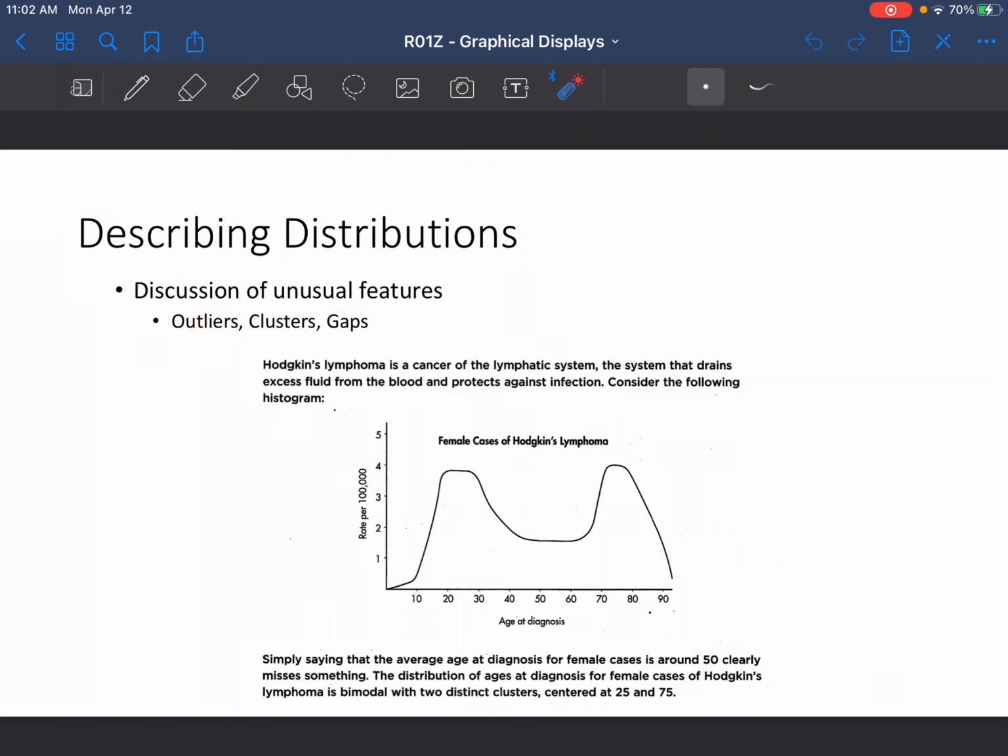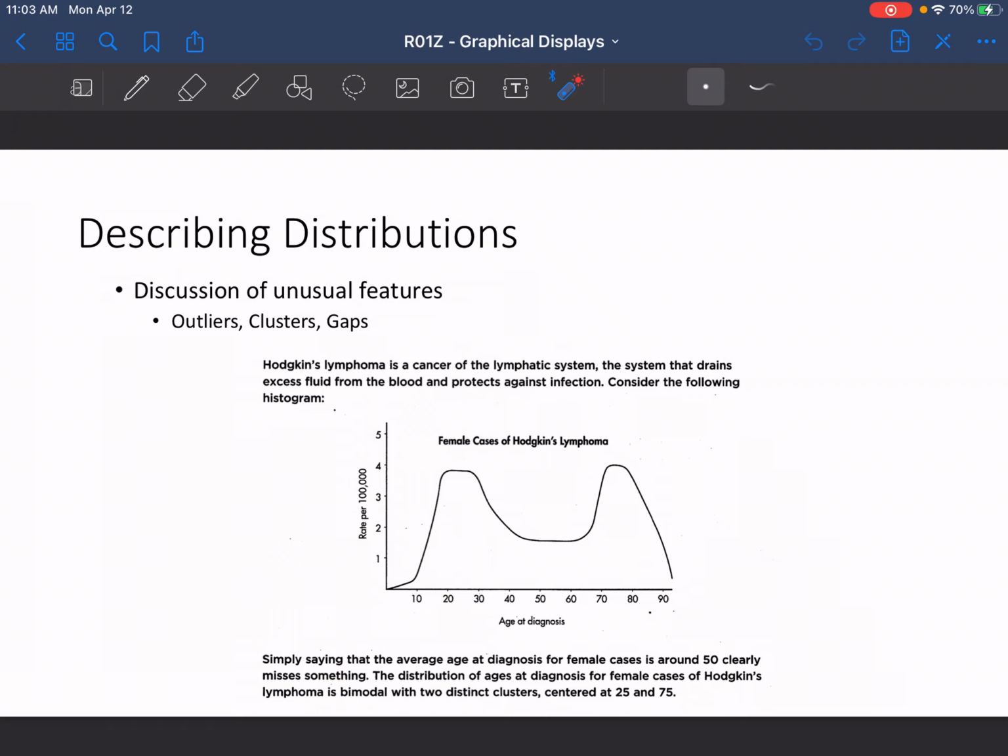In this example, we're given this graph right here. The example is Hodgkin's lymphoma, which is a cancer of the lymphatic system, the system that drains excess fluid from the blood and protects it against infection. Consider the following histogram. Simply saying that the average age at diagnosis for female cases is clearly around 50, which would represent kind of the center of this distribution, really misses the point.